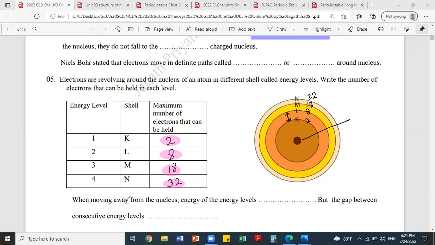When moving, please highlight. Energy of the energy levels, please write here: energy of the energy levels increases but the gap decreases. Energy of the energy levels increases means the gap between energy levels decreases. Please complete the blank: decreases. Energy increases, gap between the energy levels gradually decreases. Right. Now one more, you can write here, even on this diagram, this is the nucleus.